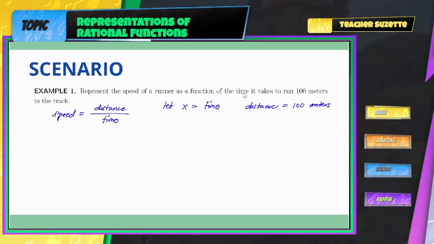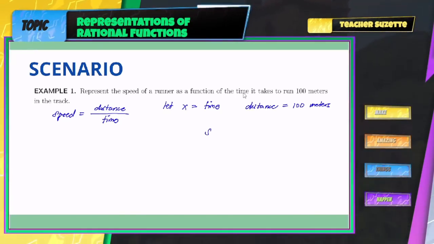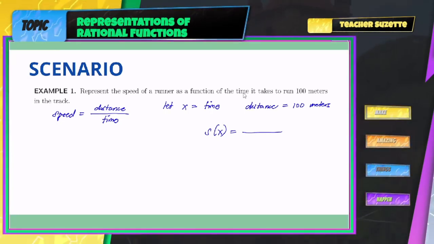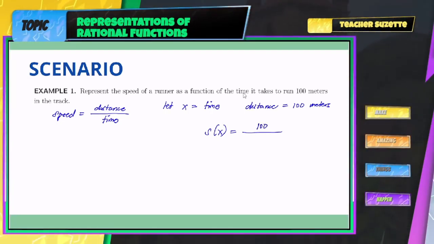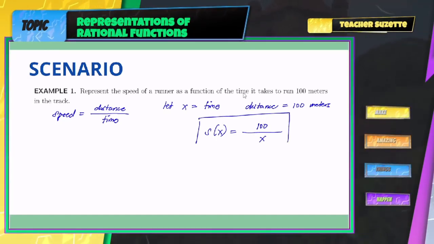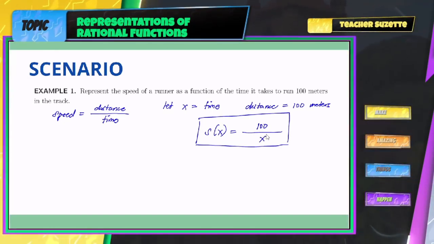Now, we can represent the speed of the runner by the function s, for speed. s of x is equal to the distance over time, or from our given, 100 over our time, which is x. So now this is our function that represents the speed of a runner in a 100 meters track.